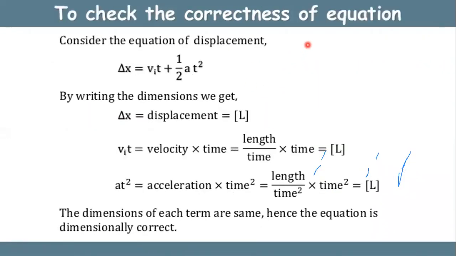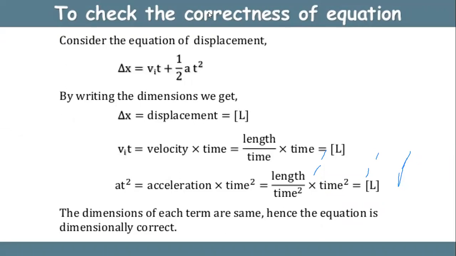Now, the second thing is to check the correctness of the given equation. You can write delta x is equal to v_i t plus half a t square. This is same as that of what? This equation, s is equal to u t plus half a t square. You can write it in another way as what?